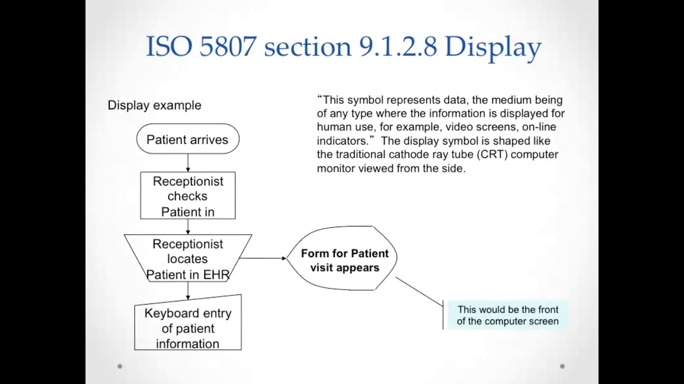The next symbol, we really don't use a lot. I put it in here just because you might see it. It looks like this, the funny thing that says form for patient visit appears. It's a shape with a curved front, kind of like an eyeball. It's made after the old computer terminals that had the curved glass and then the big bubble out the back. That's where the shape came from. So if you're putting something on a visual display, a computer screen, for somebody to read, you would generally use the display box for that.